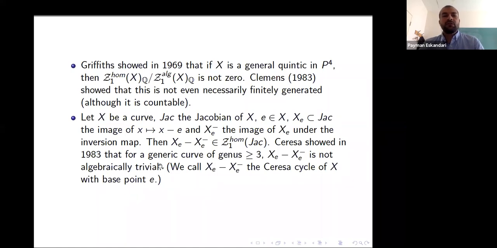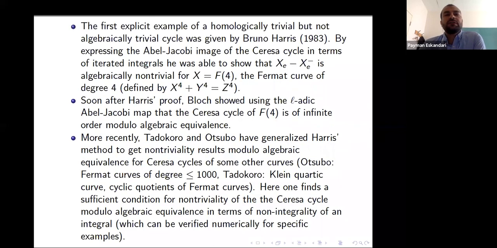There are also higher Ceresa cycles, but I'm only going to be discussing this one. Now, one thing to keep in mind is that this is for a generic curve. But up until this point, there weren't any explicit examples that would distinguish between homological and algebraic equivalence. The first explicit example of a homologically trivial cycle which is not algebraically trivial was given by Bruno Harris in 1983. He showed that the Ceresa cycle of the Fermat curve of degree 4 is not homologically trivial.